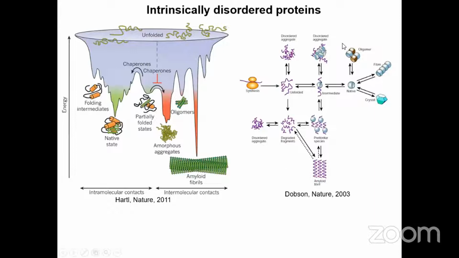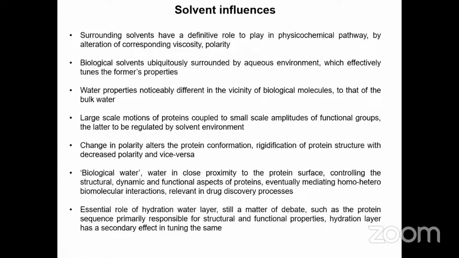So this is again a schematic of the protein folding phenomenon and how the reversible reaction mechanism of intermediate formation actually forms the prefibrillar species, leading to amyloid fibril formation. Now, if we are discussing protein folding, the solvent has a greater influence in driving the protein folding phenomenon.